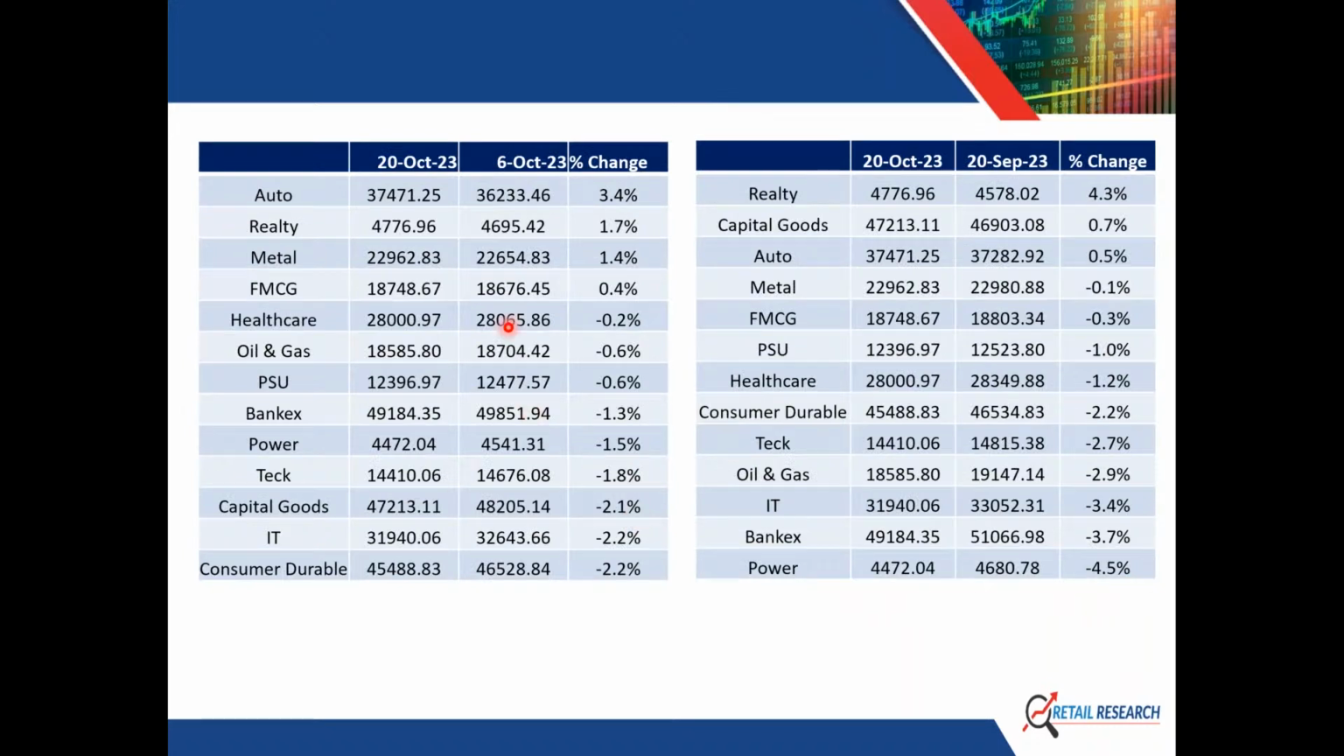Now, as you can see on the screen, technology, capital goods, IT and consumer durables are the sectors which are weak, and if you have exposure here, it is advisable to reduce exposure there. Relatively, auto, real estate, metals and FMCG are the hiding places. If the market were to correct, these areas will see lower correction compared to the others.